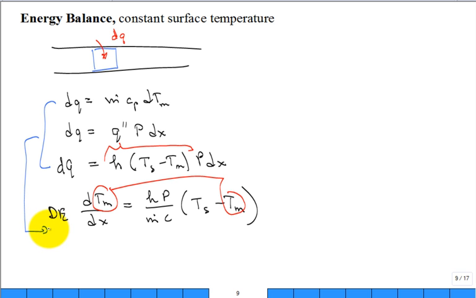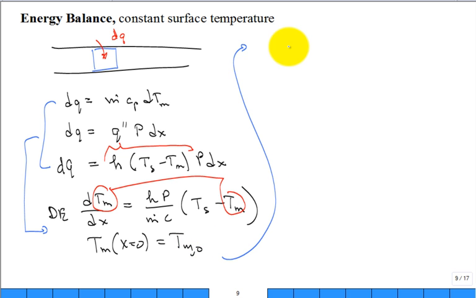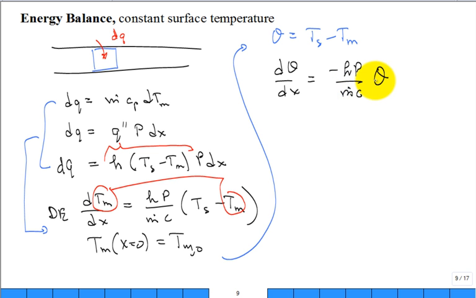First order, we come in with initial condition that T_m at x equal to 0 is T_m0. Okay. But what's useful is to switch it to theta. Introduce theta equal to T_s minus T_m. It's just a temperature difference. When we do it, it cleans up the math a little bit. The differential equation becomes d theta/dx equal to minus hP divided by m dot c_p times theta. What does theta do? Exponentially decays.